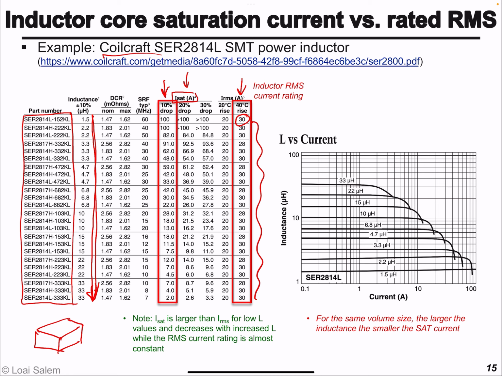So essentially, we'll find that the saturation current decreases, and at very high values of inductance, say in this specific example, 33 microhenry, the saturation current is 2 ampere, which is much lower than the RMS current rating of the inductor, and so this sets the maximum current that we can use this inductor for. On the other hand, for 1.5 microhenry, for the same volume, the same dimension, we'll find that the saturation current is 100 ampere, which is much higher than the RMS current rating. So the RMS current rating defines the maximum current that this inductor can handle.